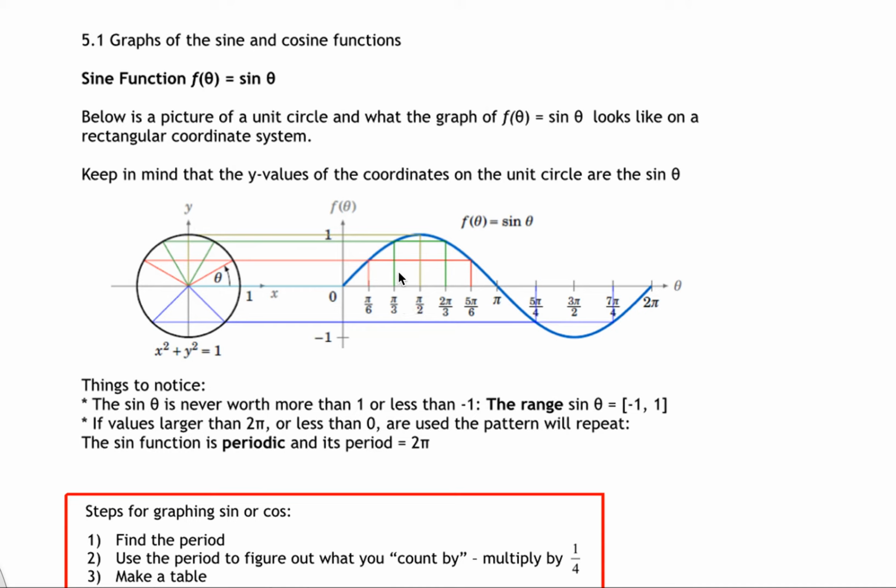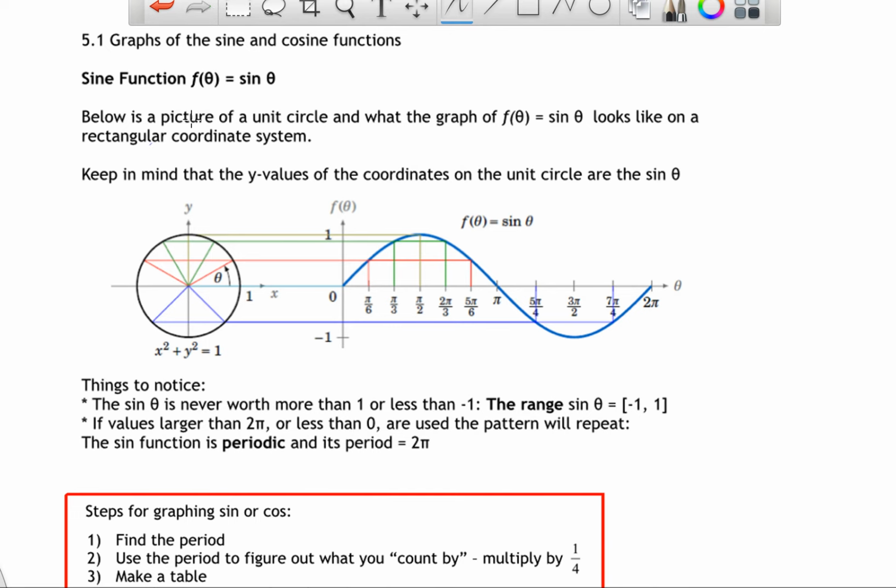5.1 Graphs of the sine and cosine functions. We're going to look at the sine first. Here's a picture of the unit circle, and then this is what the graph of the sine of theta would look like on a normal coordinate system. So the y values are here, the x's are there, and we're going to use the angle of rotation as our x.